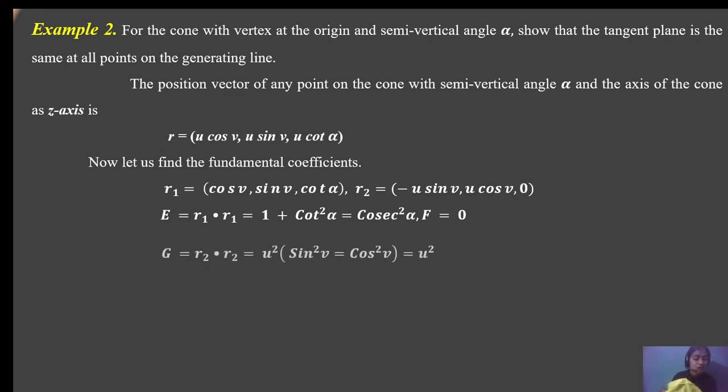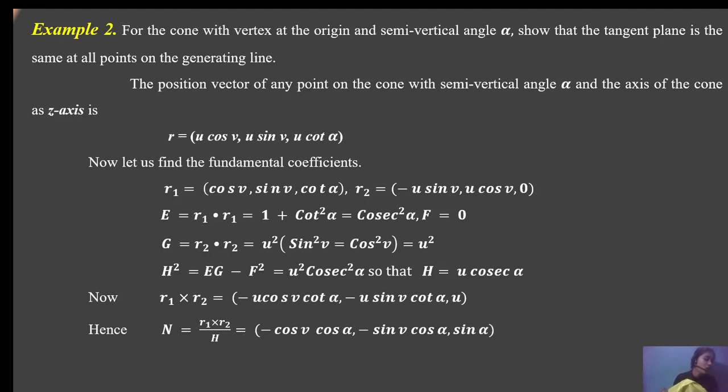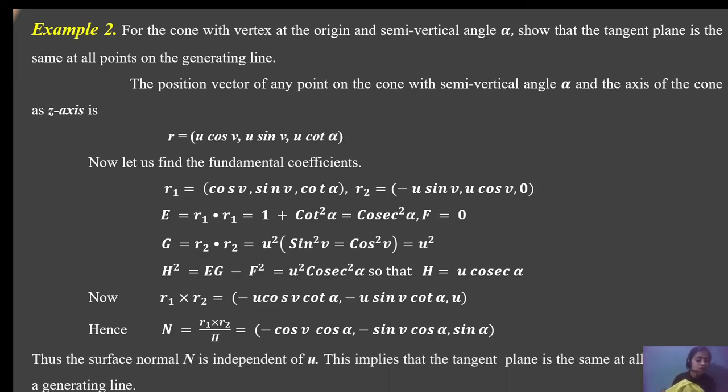Okay, then the function F equals 0 will be considered, and G equals r2 dot r2, then u square sin square v plus cos square v equals u square, and H square equals EG minus F square. This generates the form u square cosec square alpha, so that H equals u cosec alpha. r1 cross r2 equals minus u cos v cot alpha, minus u sin v cot alpha, u. And n is the normal, that is r1 cross r2 over H, which equals minus cos v cos alpha, minus sin v cos alpha and sin alpha. Thus, the surface normal n is independent of u. This implies that the tangent plane is the same at all points of the generating line.